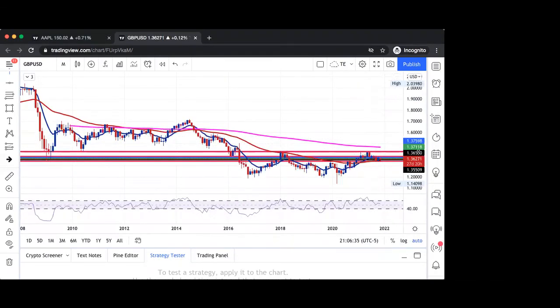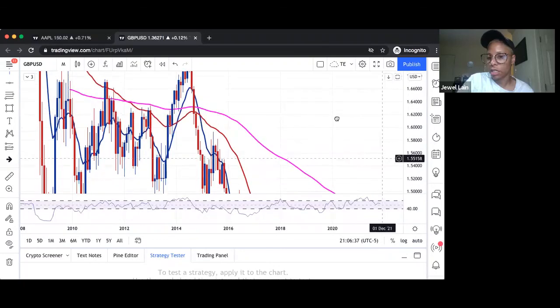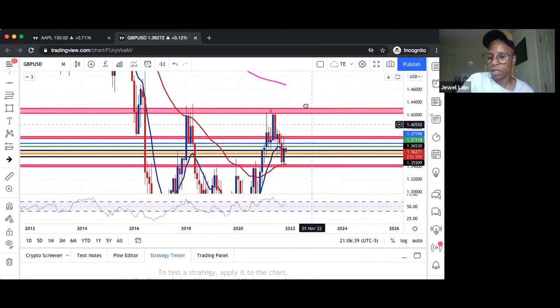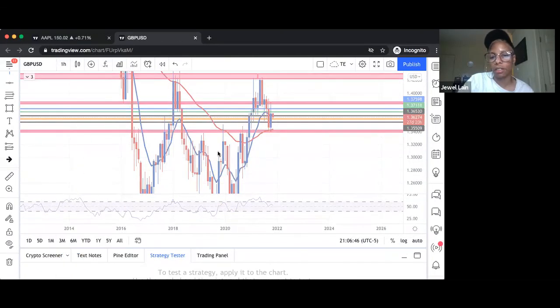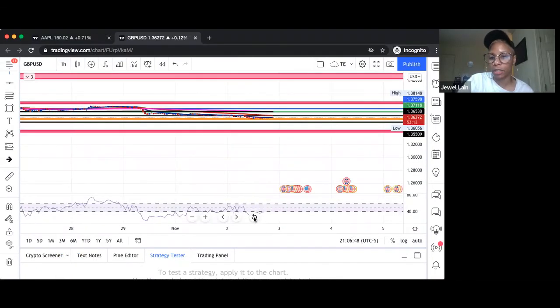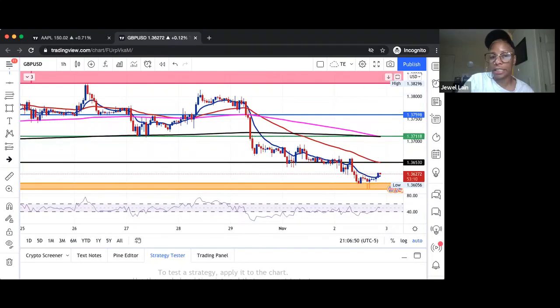Like nobody's going to trade off of this. But look where your candles are sitting. Like you got to break all of it. Like I don't even look at the monthly like that. But look at that. It's just sitting there.